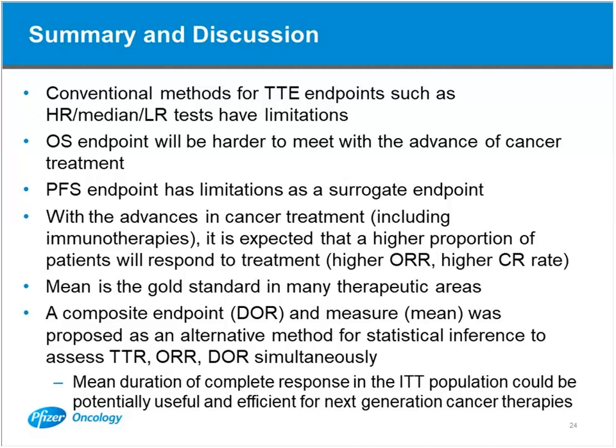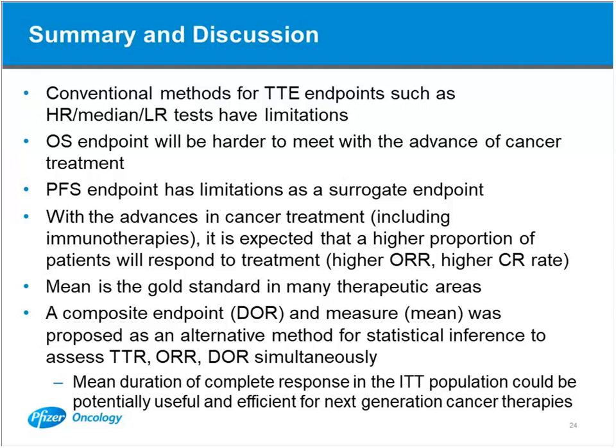Unlike oncology, in many therapeutic areas, the mean is the gold standard summary statistic, given the desirable statistical properties it has. For example, we know the sample mean is the sufficient statistic for a number of distributions in the exponential family.